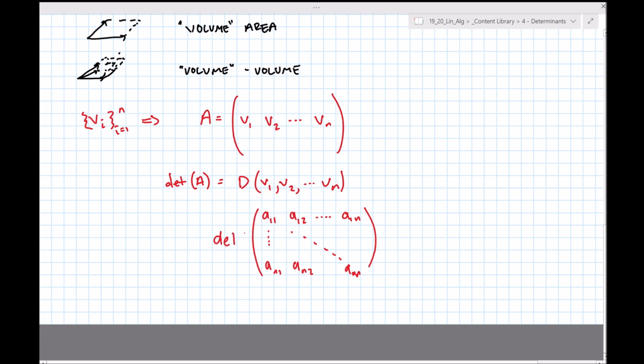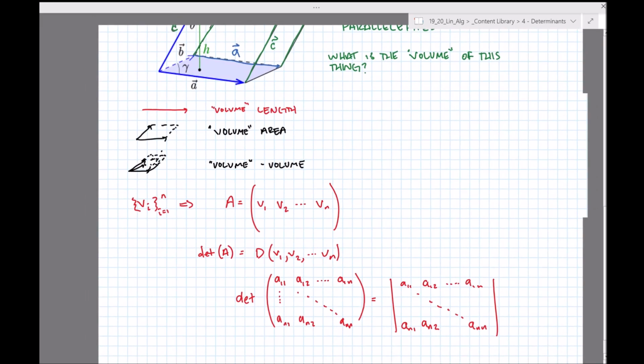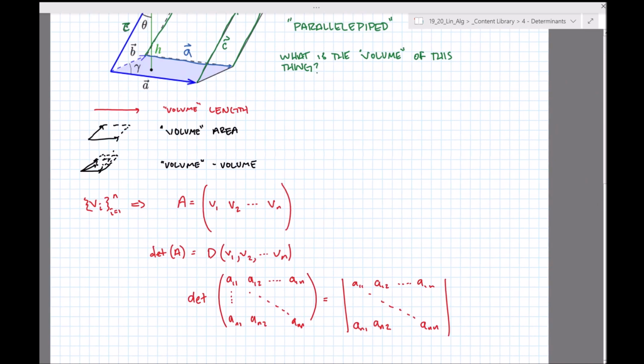So the determinant of this thing, you guys have probably seen it before. It's like a matrix, but you just do a vertical bar. So you've got A11, A12, A1n, and down here I've got AN1, AN2, ANN. So this is how we write determinants. This is how determinants have to do with a bundle of vectors instead of an actual matrix.